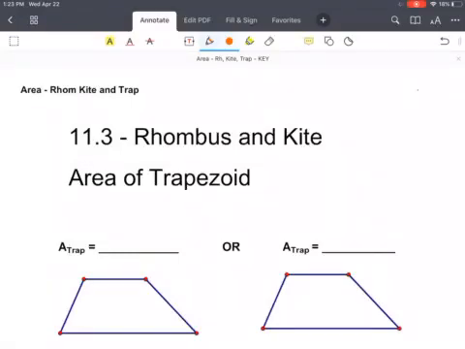All right, today we're going to talk about the area of a couple different shapes, rhombus and kite. Rhombus, we need to remember that it is actually also a parallelogram. So remembering our properties from earlier in the year, and then also it will share the same formula with a kite, and then also the area of a trapezoid. So we're going to start first with a trapezoid.